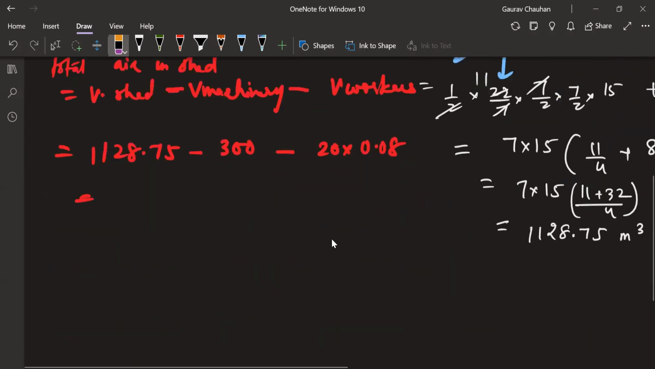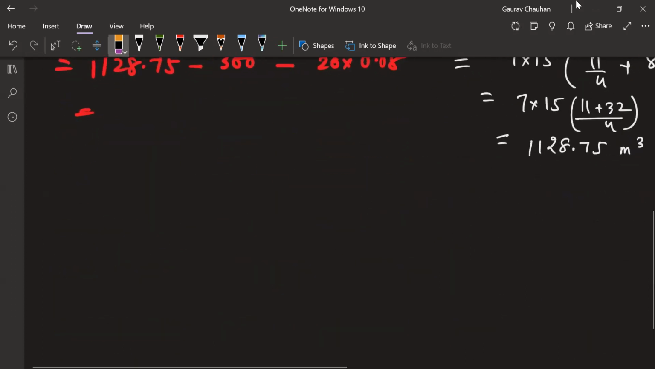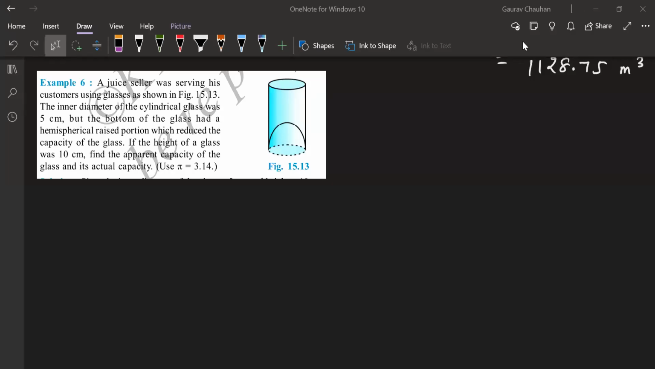Now, one second. Just for the recording's sake, I'll repeat this explanation. So we have a glass. Our glass is in the shape of a cylinder. It looks like it is a cylindrical glass.